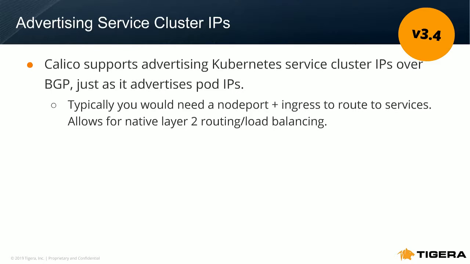Another interesting feature that we rolled out in 3.4 is advertising service cluster IPs to your network gear. Bird is obviously going to be distributing the pod IPs, but in this version, 3.4, we allow you to start advertising service IPs. Typically, if you want to route to a service, you would need a node port and ingress to route to these services. This allows for native layer 2 routing and load balancing across services.